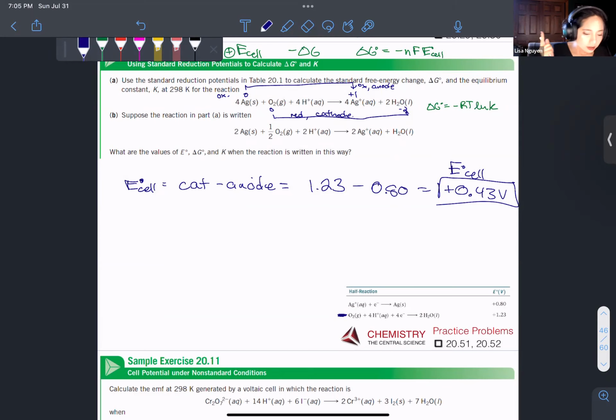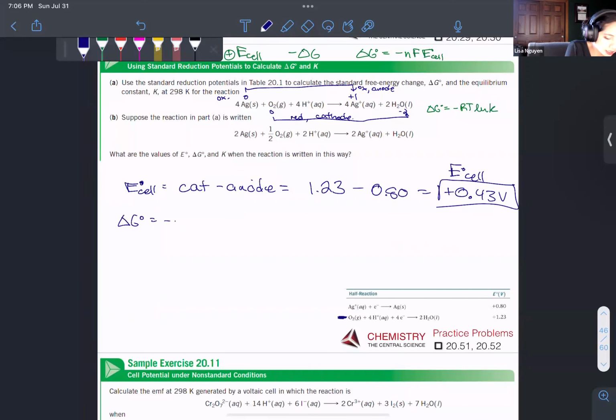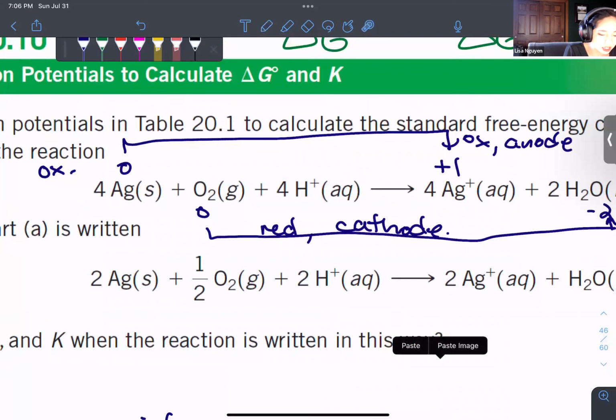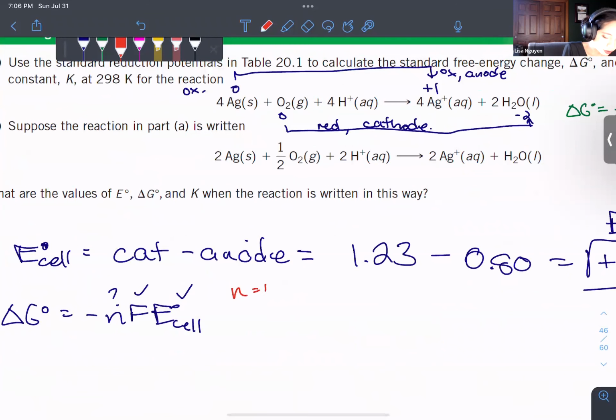So we have the cell potential. This is what helps us give our Gibbs free energy for this reaction: delta G naught equals negative nF E cell. We have E cell, F is a constant, and we just need n in this case. n is the number of electrons transferred during this reaction. If we go back to the actual reaction, silver is going from silver 0 to silver plus, so it is losing 1 electron, but there are 4 silvers involved here, so there's a total of 4 electrons being lost. So I recognize that n equals 4 here.